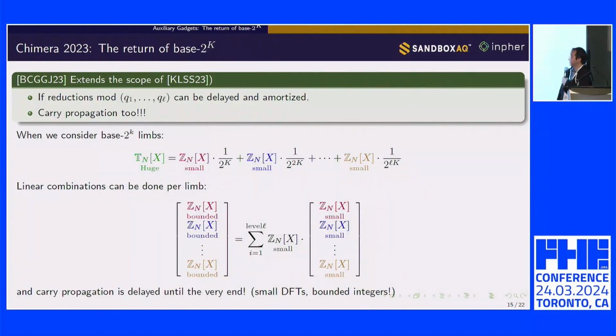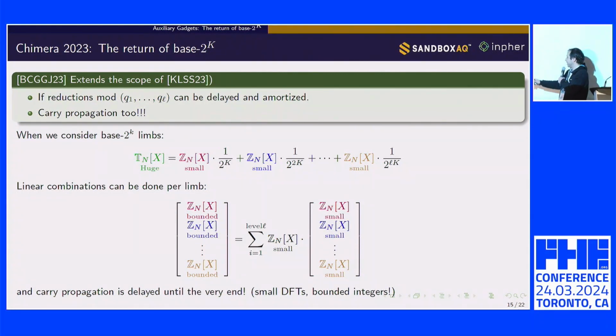And the funny thing with this idea is that it actually also works with base 2^k decomposition. And it's exactly the same idea in our paper. So before it was mod Q1, ..., QL that was annoying. Here it's carry propagation. So if we consider huge precision polynomials over the torus and do a base 2^k decomposition, we have the different digits or the different limbs that correspond to each power.